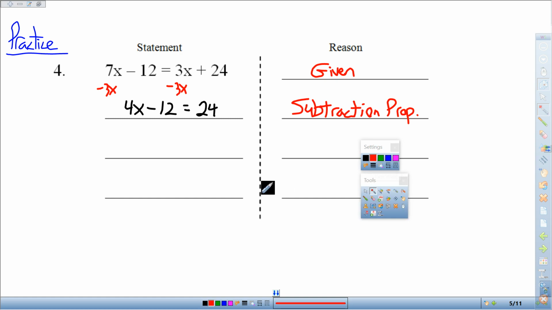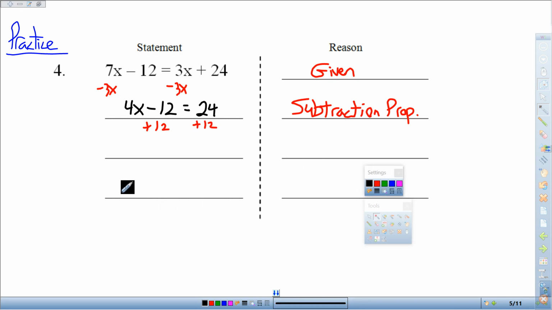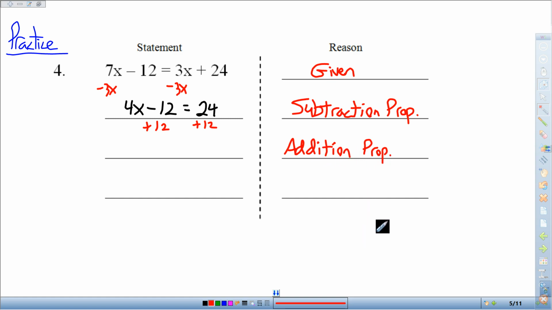All right, from here, now we can start solving for x. We'll get rid of this minus 12 by adding 12. All right, I just added a number to both sides. I used the addition property. Okay, so let's see. 12s are gone. I have a 4x equals 36.